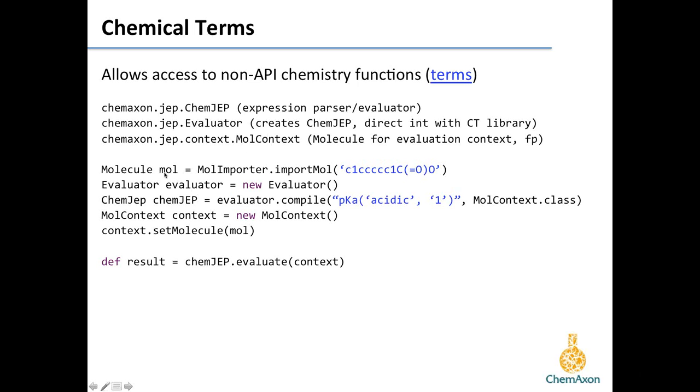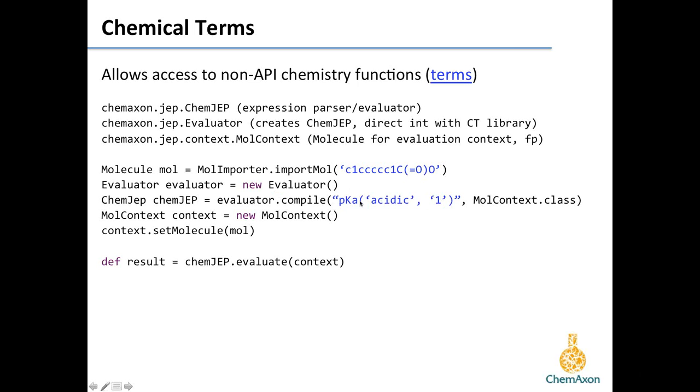So let's look at our example here in which we're just going to create our molecule. And at this point, I just want to create it from a SMILES string. So I'm going to take my little SMILES string and import it into a molecule object, mol. Now I'm going to create a new evaluator. And I'm also going to create a new ChemJEP. But the ChemJEP is just a compilation from our evaluator object of a particular string. In this case, it's pKa, the first acidic pKa.